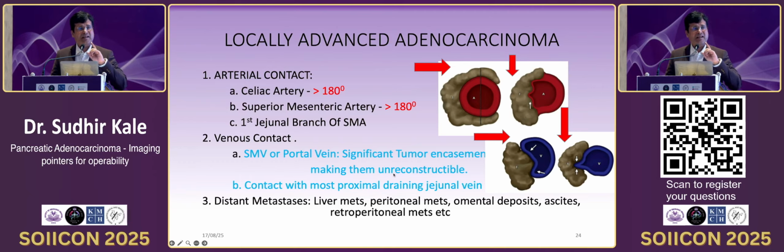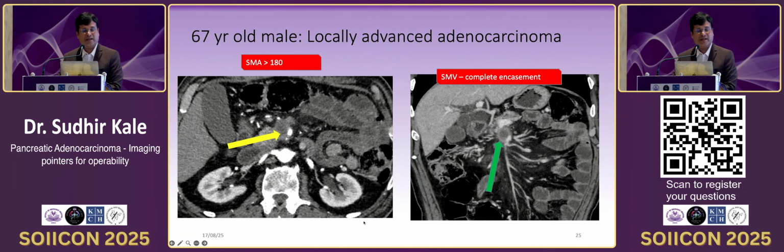But nowadays the reconstruction techniques have much improved. They are able to reconstruct everything, but still this is the terminology, they are keeping it, that whenever it is unreconstructable, that is when they are going to tell it as locally advanced. And contact with the most proximal draining jejunal vein, and distant metastasis like liver mets, peritoneal mets, omental mets are considered to be locally advanced. So you can see, unlike our previous case, here the contact is going entirely from here, crossing more than 180 degrees. And then the superior mesenteric vein, you can see this is the confluence.